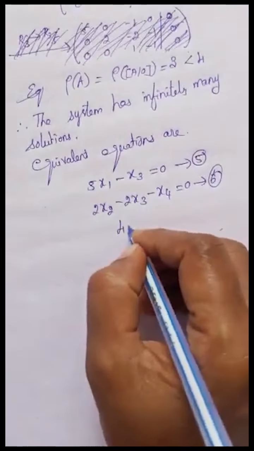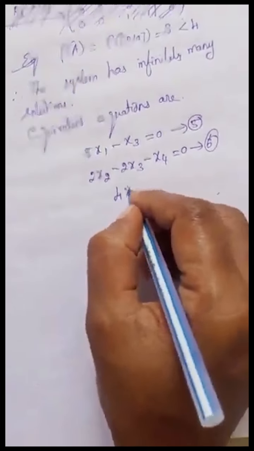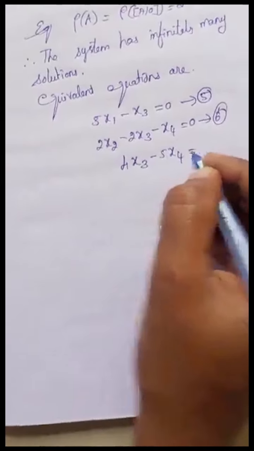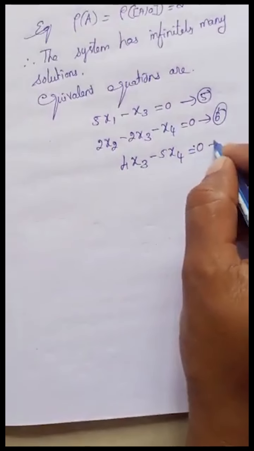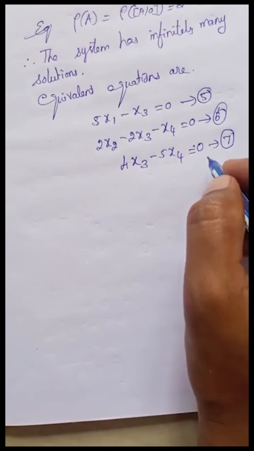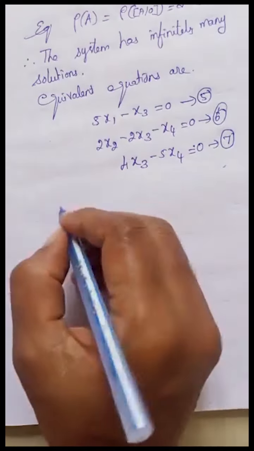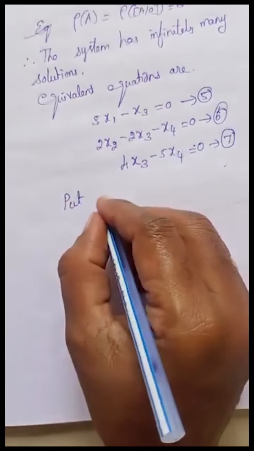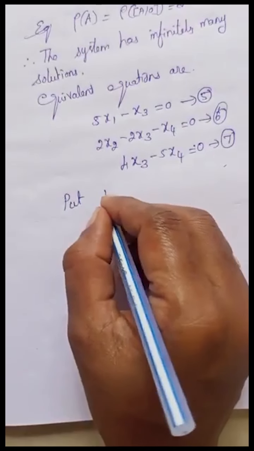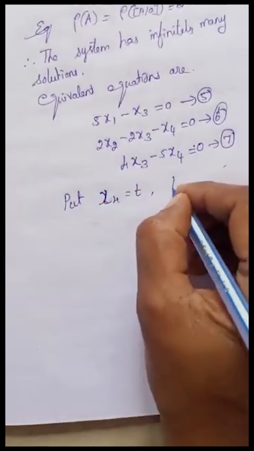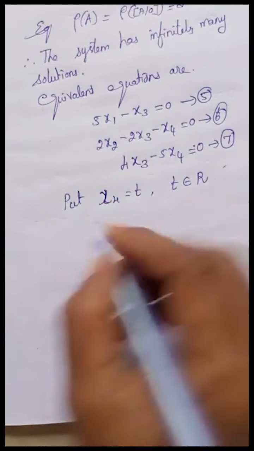This is equation number 6. Then the last, third one: 4x3 minus 5x4 is equal to 0. This is equation number 7. So anyway, for 3 equations we have to put a substitution, isn't it? Because there is one less equation. So put x4 is equal to t, where t belongs to any real number.